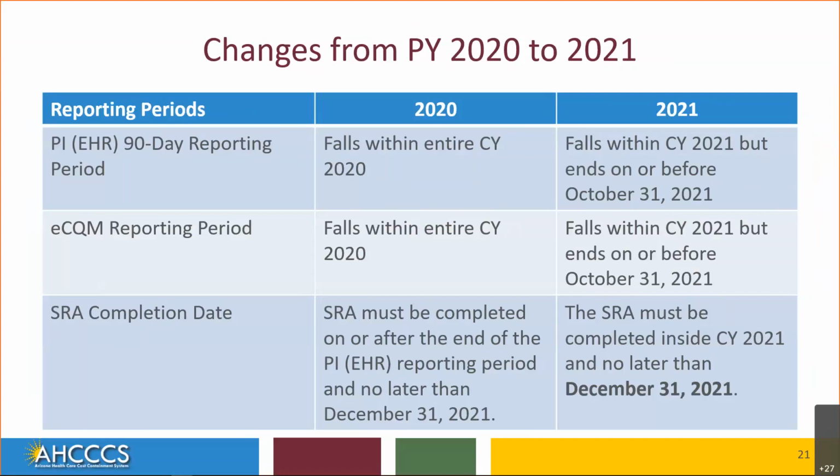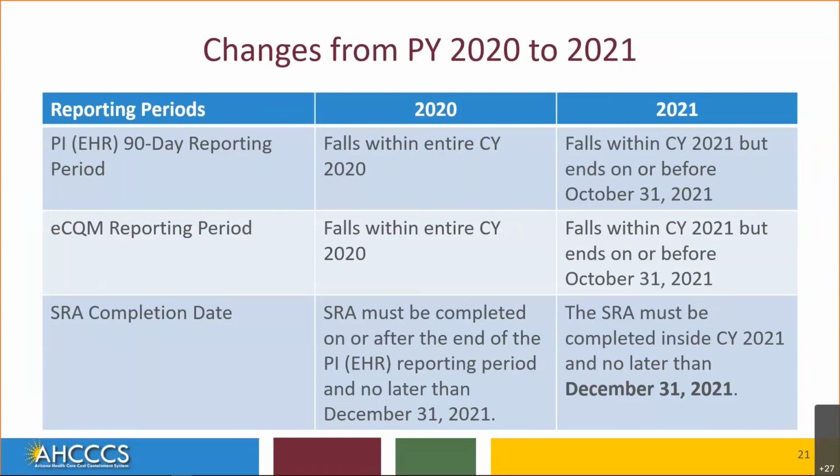The same thing goes for the CQM reporting period. For program year 2020, again, they were able to attest to a 90-day reporting period anywhere inside calendar year 2020. However, for program year 2021, that 90-day reporting period must fall within calendar year 2021, but end on or before October 31st, 2021. And then the last item that changed was the SRA completion date.